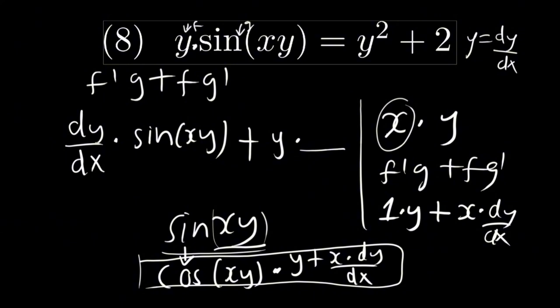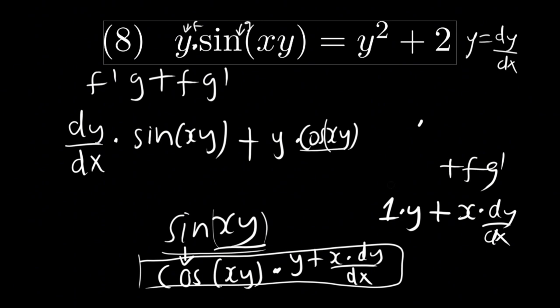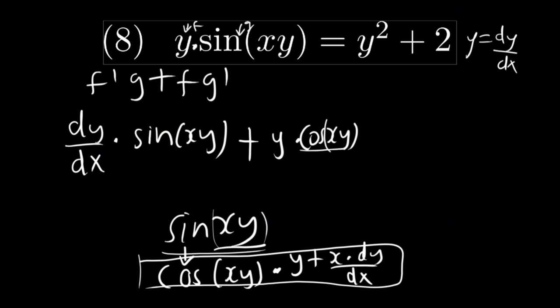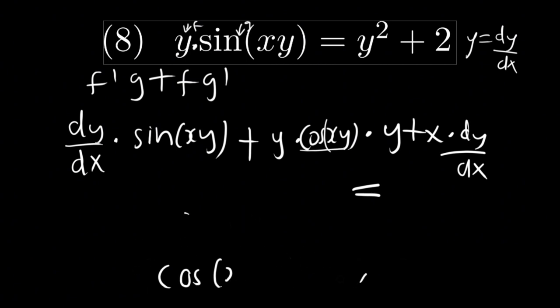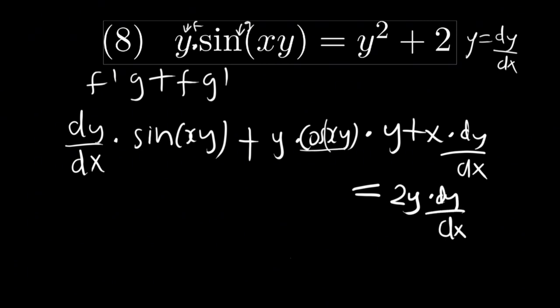So you'll have here cos xy multiplied by y added by x multiplied by dy over dx is equal to... Now right over here, we have y squared, and the derivative of y squared is 2y, this is the power rule, multiplied by dy over dx, because we know whenever you derive y, we must write dy over dx, added by the derivative of 2 is 0.